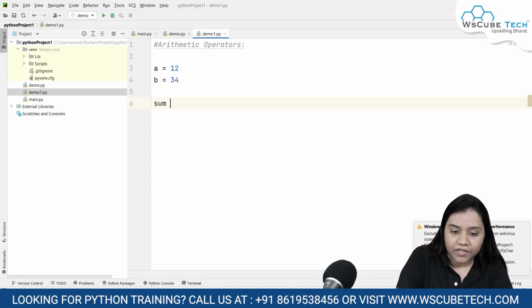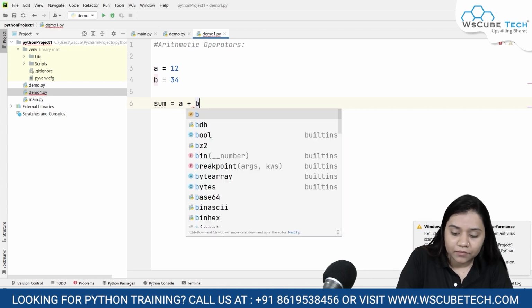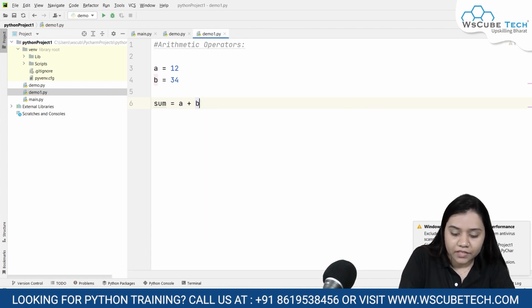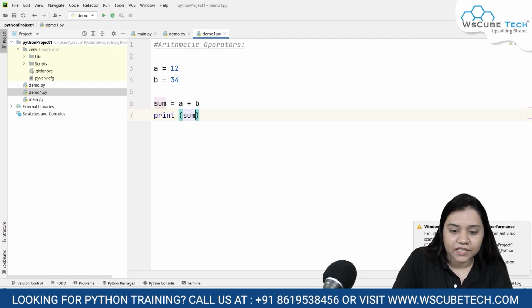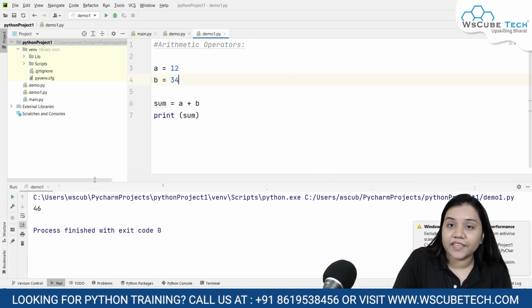I can create another variable over here called sum. Sum is equals to a plus b. So I'm taking a variable, using the plus operator over here, and writing b. And if I print it in the next line, print sum, let's run and see what happens. When I run it, I get the output 46. That is the addition of both the 2 numbers which are there in our a and b.